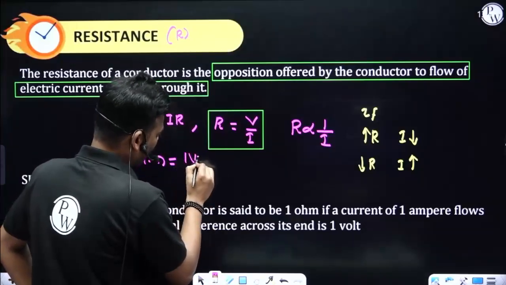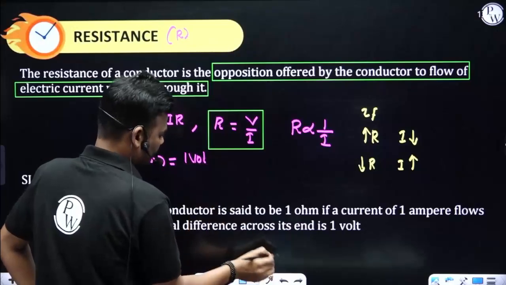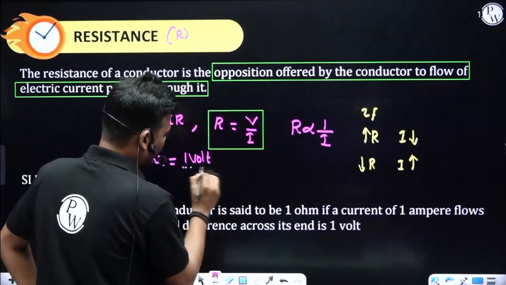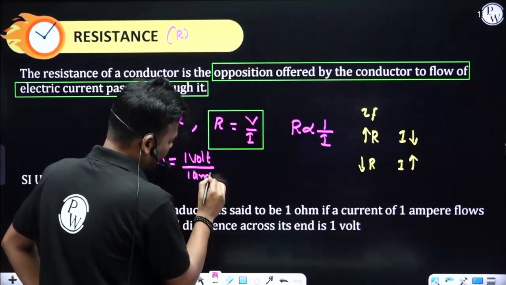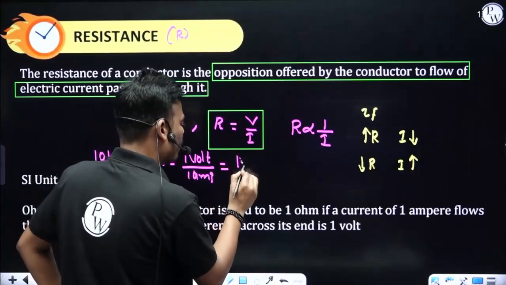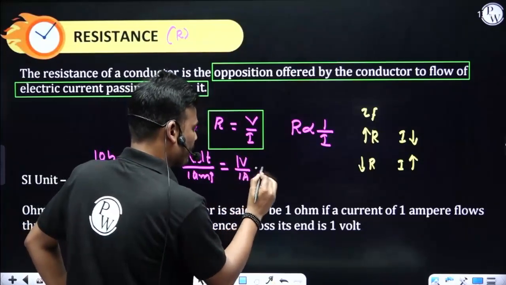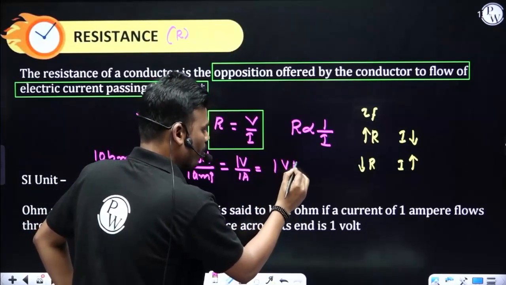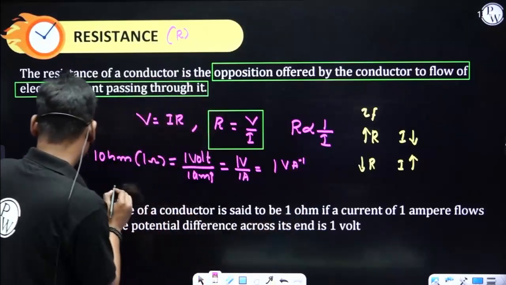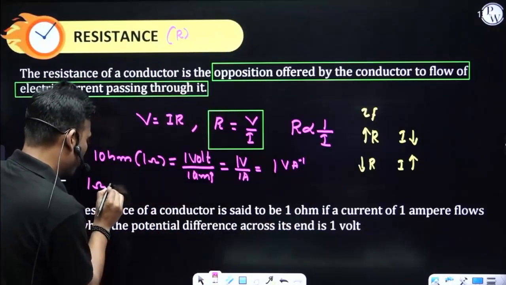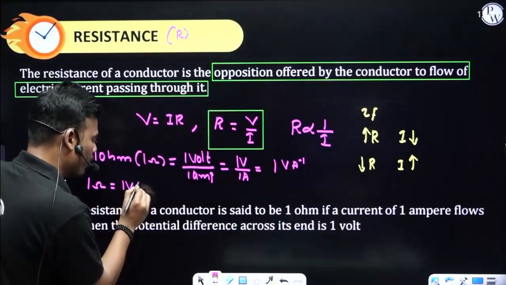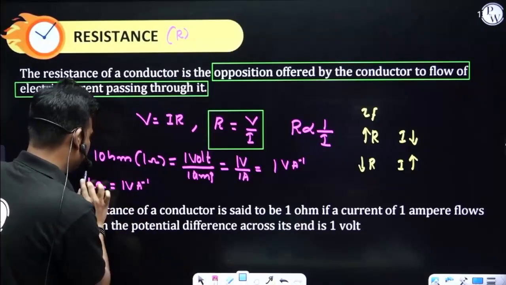So in short, 1 volt divided by 1 ampere. Finally, you can write 1 volt per ampere. So finally, you can write 1 ohm is equal to 1 volt per ampere.